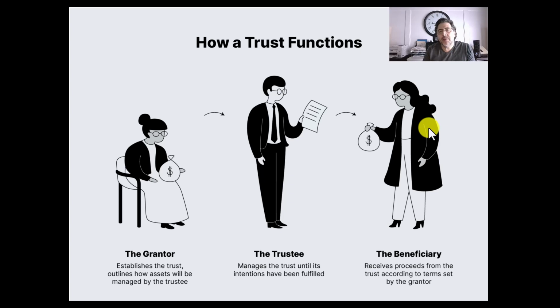But really, what you need to know is that a trust involves these three people. Sometimes they can be the same people, or someone can have two roles in this particular arrangement. But generally speaking, this is the way a trust works.